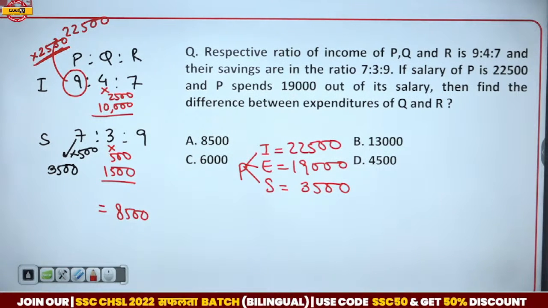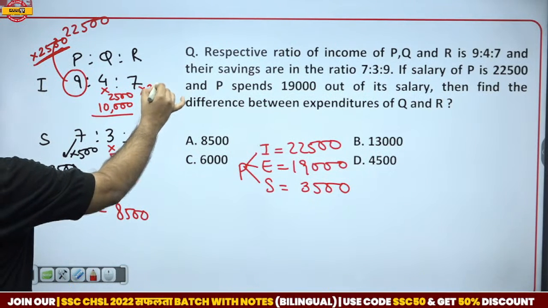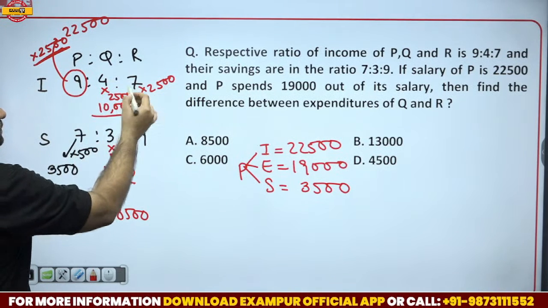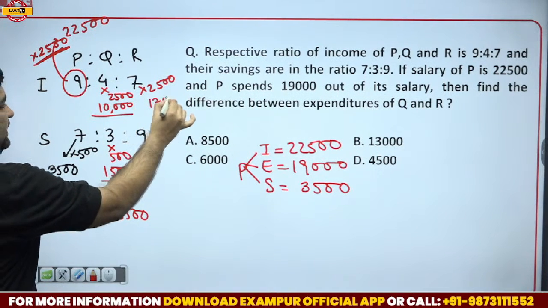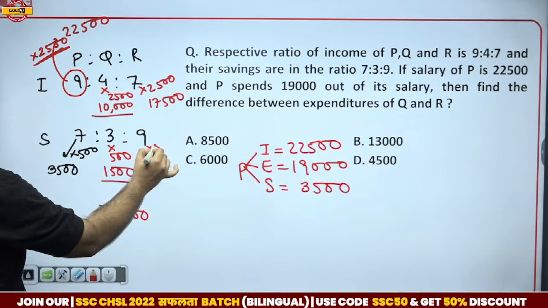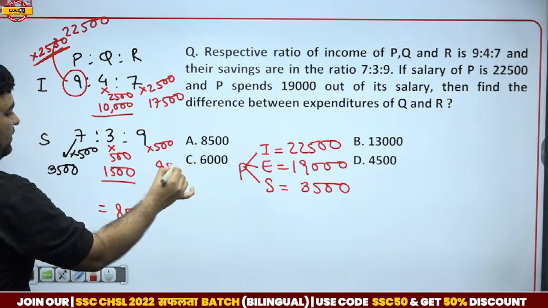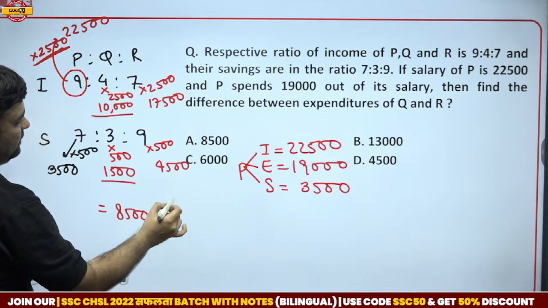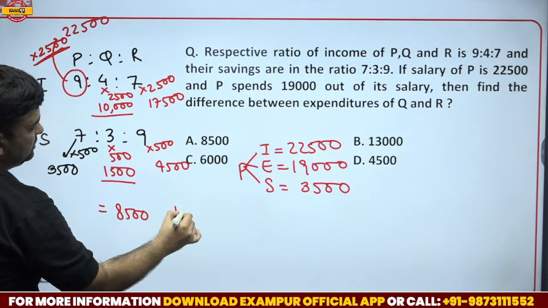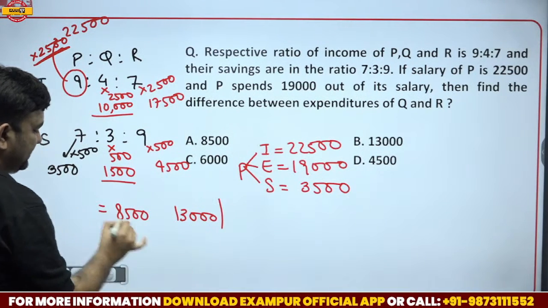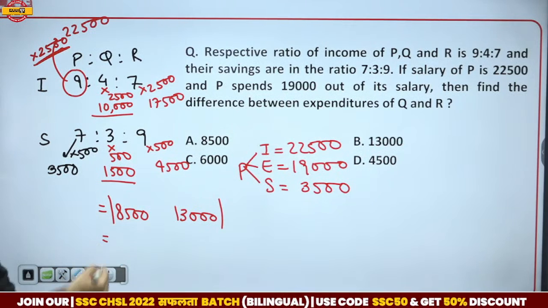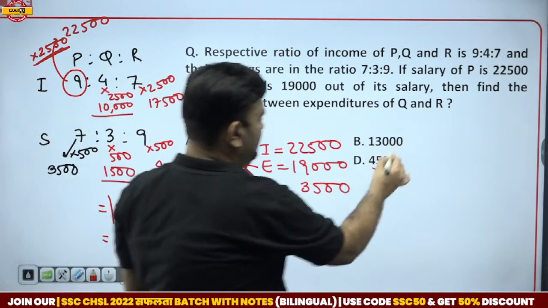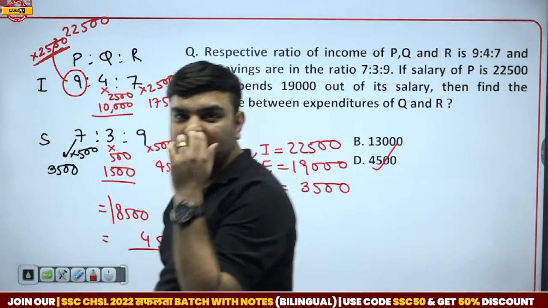Do I need to do it completely? Looks like it. R income is 17,500. R saving is 4,500. So expenditure, what is the difference between them? 1,500 plus 3,000, 4,500. Guys, I have to do it completely, isn't it?